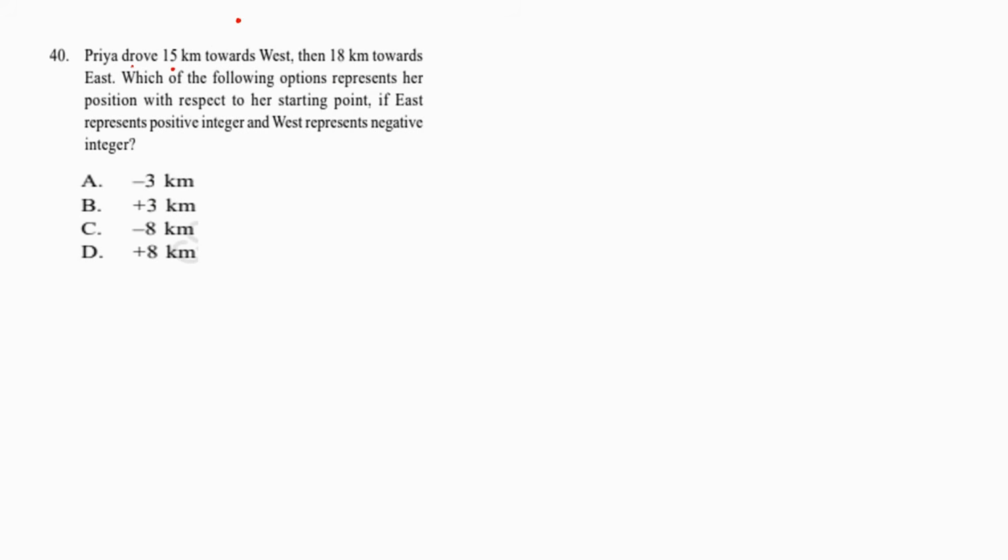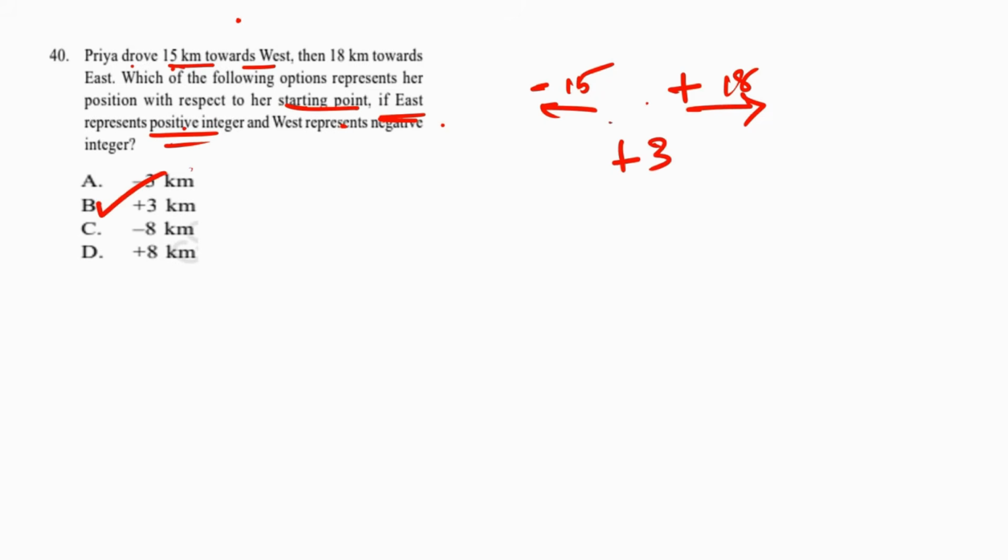Moving on to the next question. Priya drove 15 kilometers west, okay, and 18 kilometers east, fine. Now, which of the following would represent her position with respect to her starting point if east is positive? So this is plus 18 and west is negative, so minus 15. Plus 18 minus 15 is a positive 3 kilometers. So her final position is positive 3, option number 2.